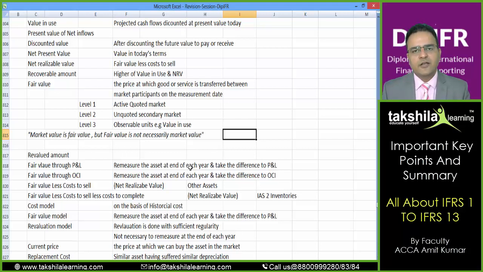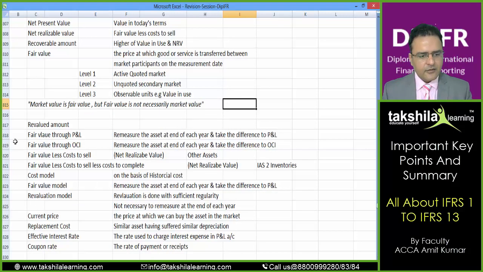This is the important tip. If anything is being measured at fair value model, fair value less cost to sell, fair value through OCI, fair value through P&L, it is required to be remeasured at the end of each year. Please remember, it is required to be remeasured at the end of each year. So revalued amount is slightly different from fair value because revaluation exercise may not be done at the end of each year. It is done with sufficient regularity, and there is no definition of sufficient regularity.